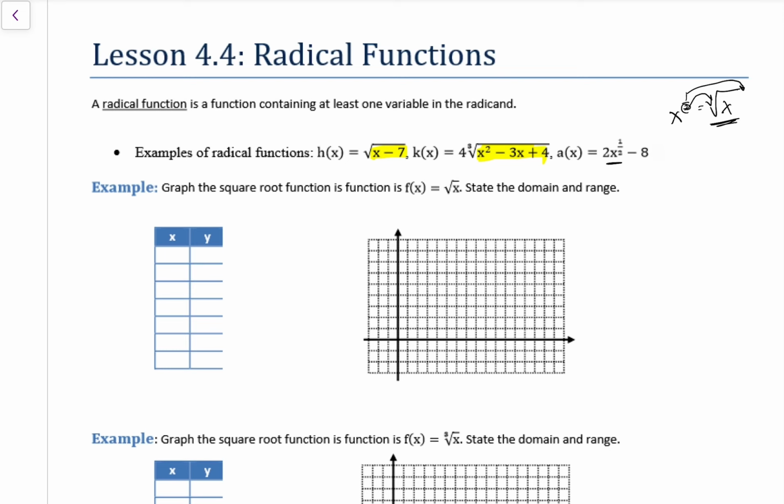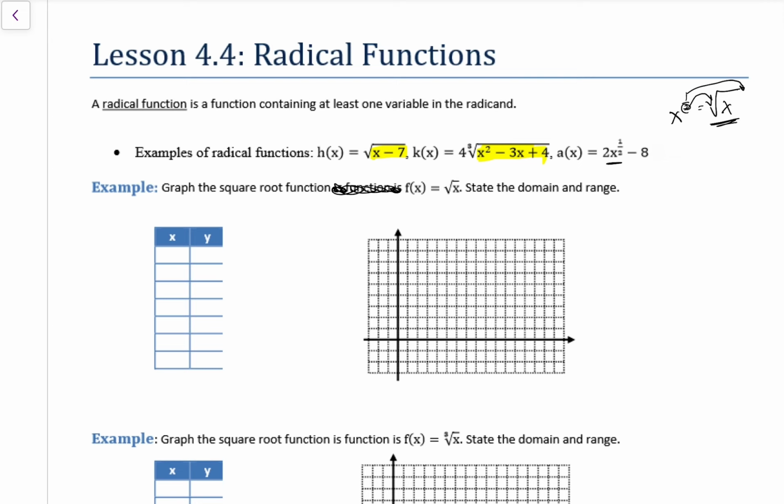All right, here's the example. This is going to help us know our parent function for graphing square roots. It says graph the square root function f of x equals the square root of x, state the domain and range. Whenever we've come across a new function, we usually plug in some values. We can choose some wiser or smarter values.